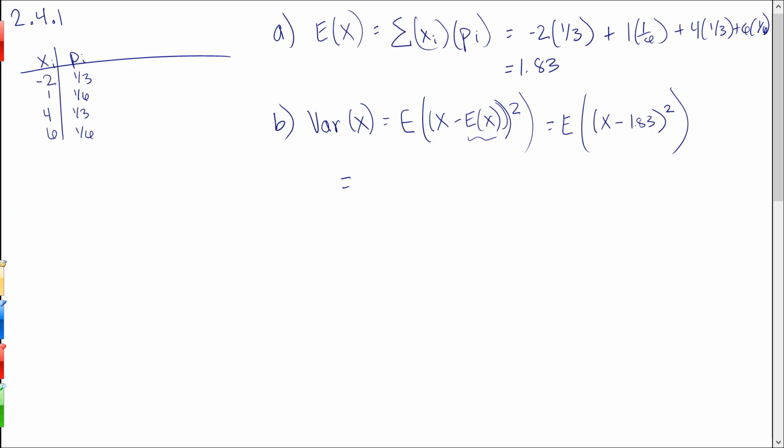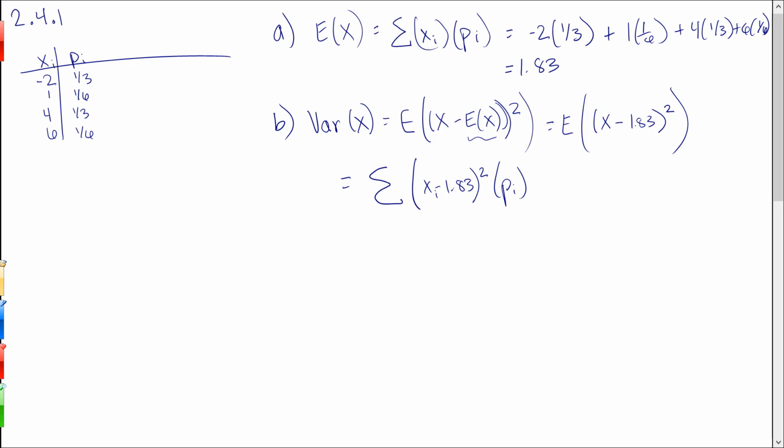Anytime you want to take the expected value of anything besides just the x, that's what you plug into the x box. So this will be the summation of each x value minus 1.83 squared times the probability of that specific x value, if that makes sense. If you want the expected value of x squared, you put x squared in the parentheses. If you want the expected value of 3x, you put 3x in the parentheses, and then it's just times the probability.